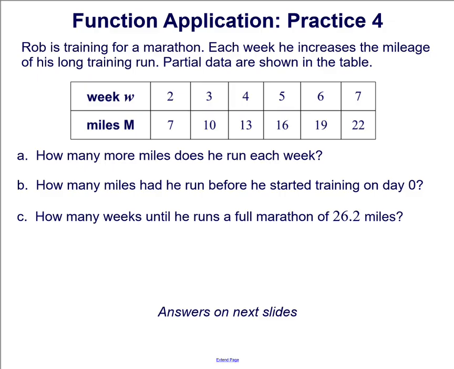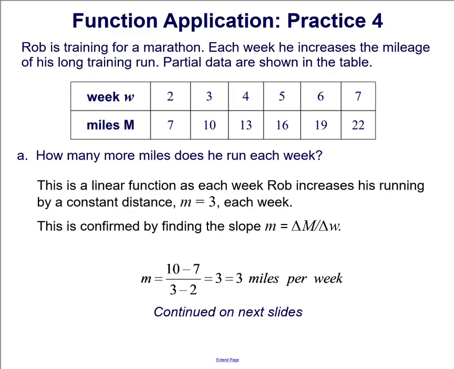And welcome back. Let's compare answers. The first question reads, how many more miles does he run each week? This is a linear function, as each week Rob increases his running by a constant distance, m equals 3 each week. How do we know it's a linear function?